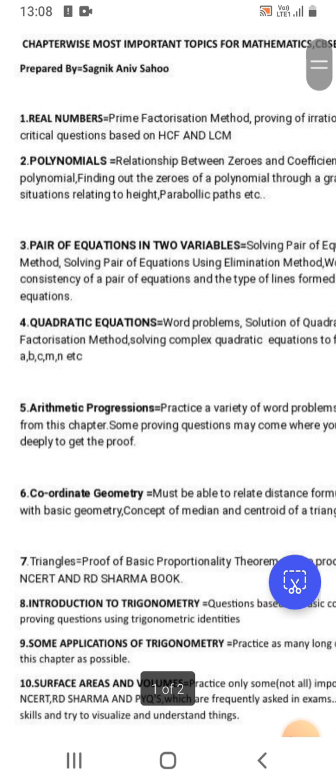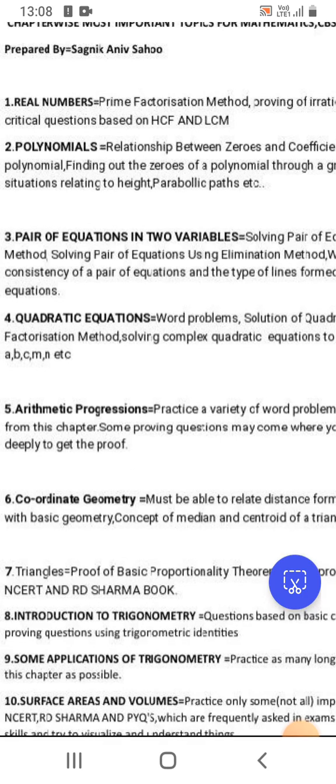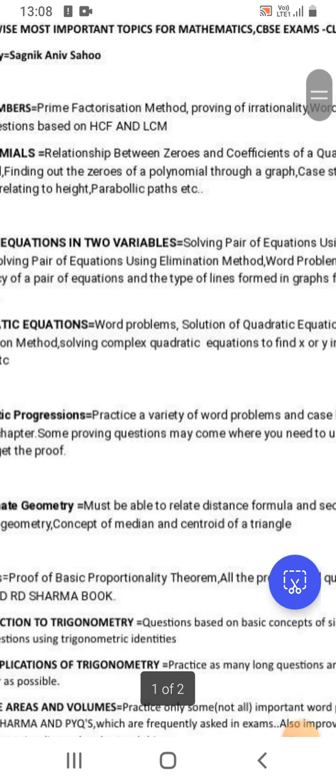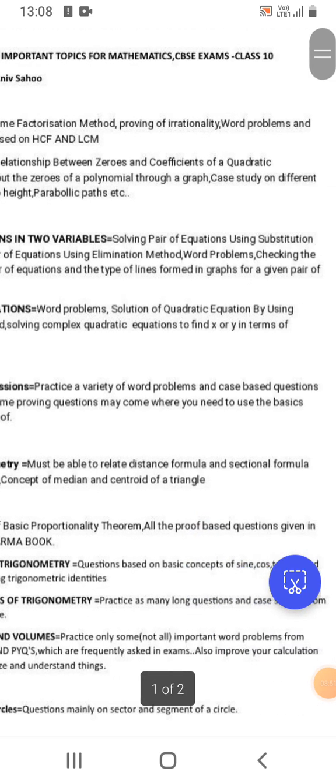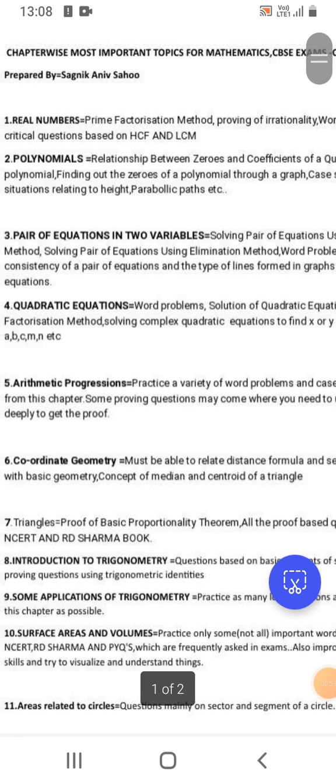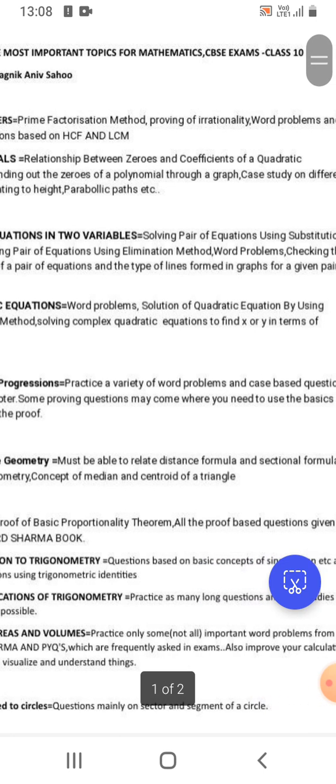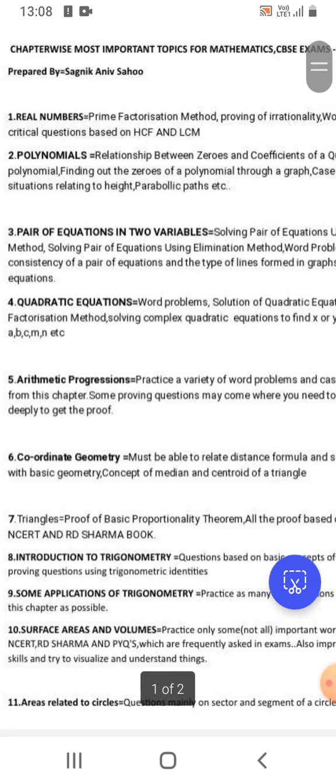Such word problems first you need to do from your NCERT textbook. Many such word problems are given. And in the optional exercise of the NCERT book, sometimes the questions may come from that also, from the optional exercise of the NCERT book. And some proving questions may come where you need to use the basics deeply to get the proof.